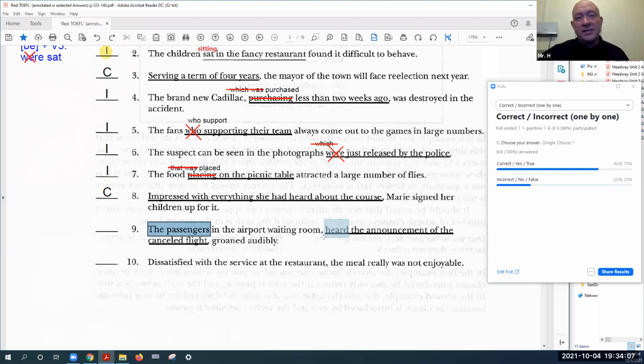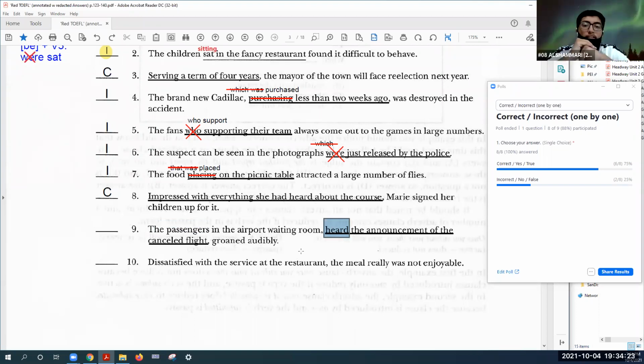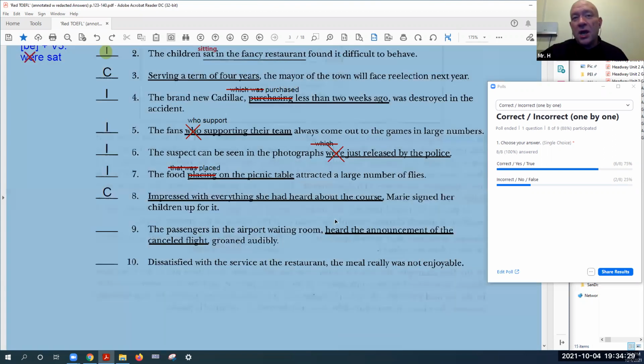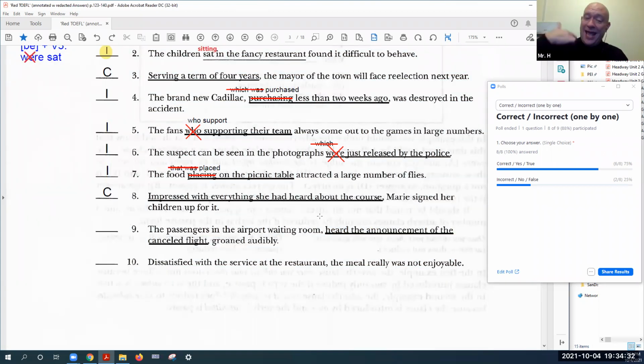Okay. So is this correct then? Can I say the passengers in the airport waiting room heard the announcement groaned audibly? Is that reduced? What's the way to reduce? Delete, remove the connector, subject and the be. So you think, all right, so do the opposite. Add the connector, subject and add a be verb. Go ahead. Who has heard? No, that's not be.